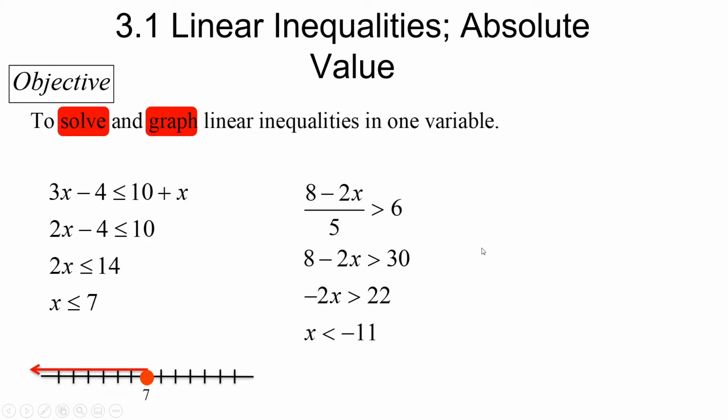And let's graph that one. Key number on my number line will be negative 11. And look at your inequality. I don't see an equal, so I need an open dot on the negative 11. And less than tells me, once again, my arrow will be going towards the left. Solve and graph inequalities. I bet you want a whole bunch of those on a test, don't you?